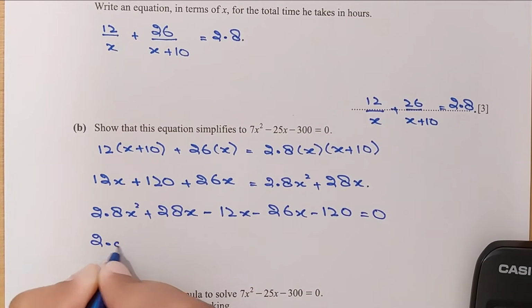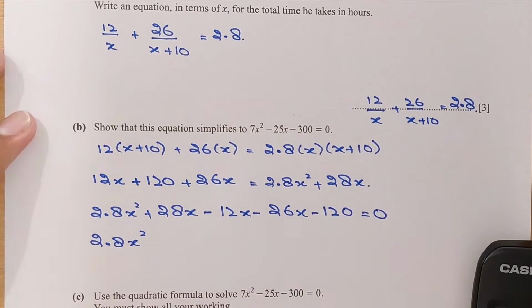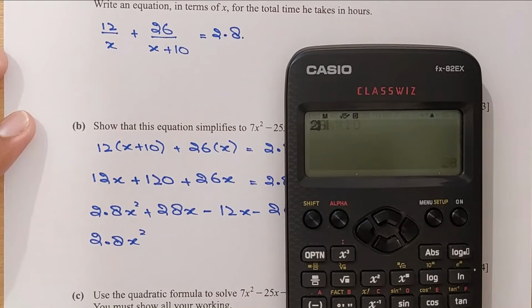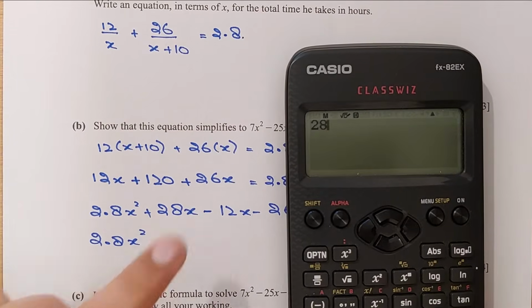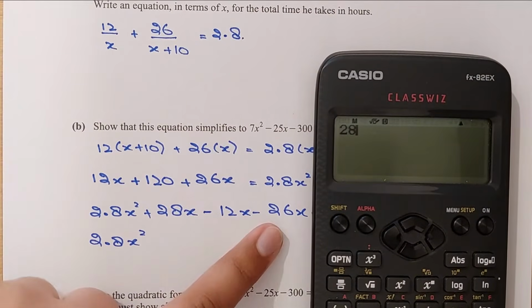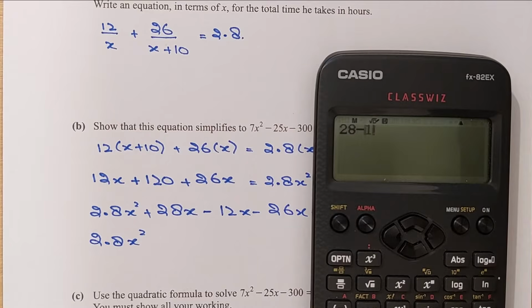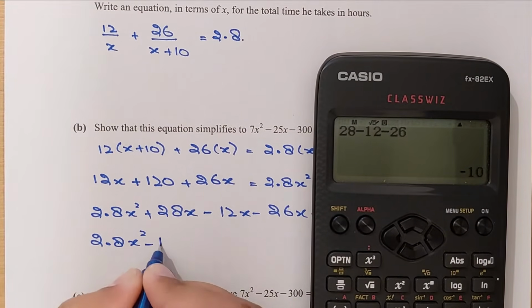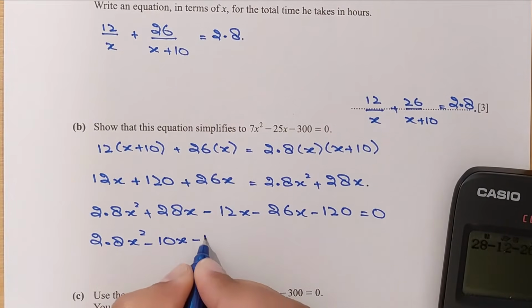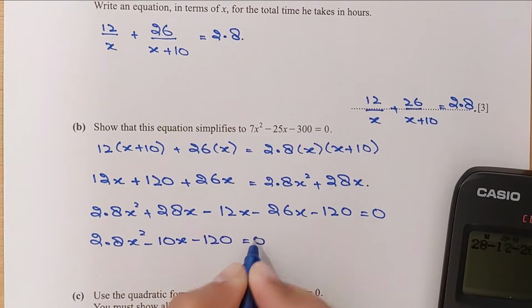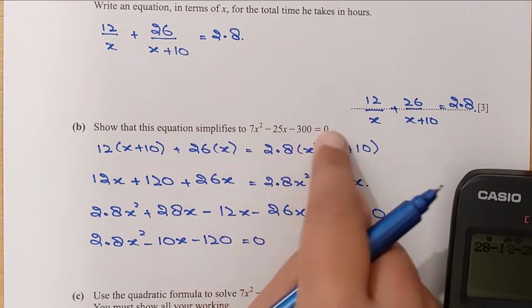So this is 2.8x square, and what is x? We have 28 minus 12 minus 26. Sorry, I did the plus. 28x minus 12x and minus 26x. 28 minus 12 minus 26, this is minus 10. Right, and minus 120. But we got this, but we have to simplify to this.